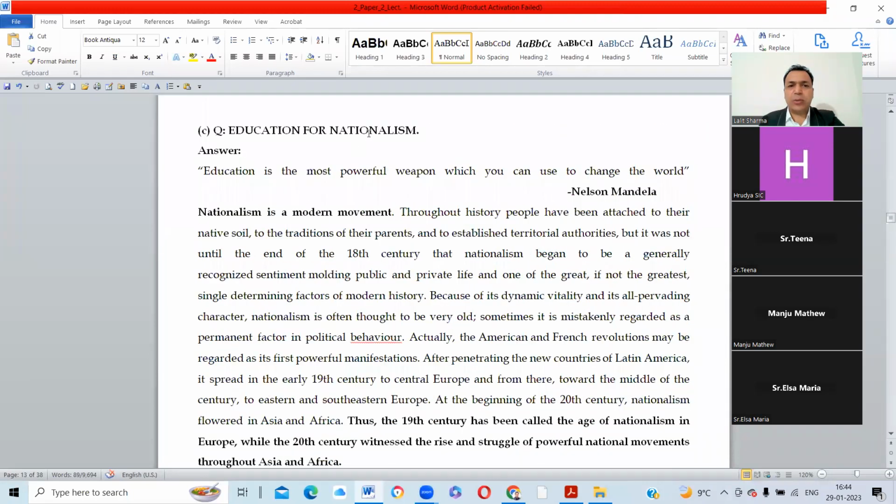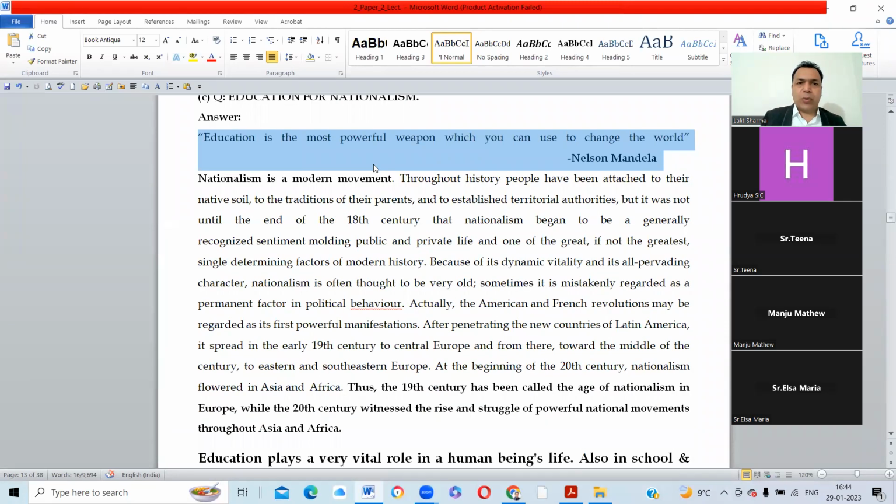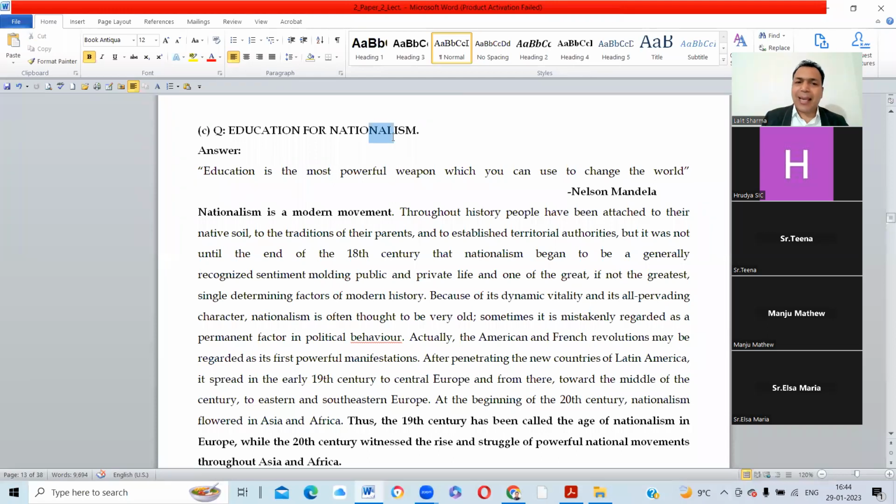The next question is education for nationalism. Nelson Mandela has said, education is the most powerful weapon which you can use to change the world. Right, guys? So nationalism is a general question. You have to talk about nationalism and why education is necessary for nationalism. Otherwise, guys, you will misinterpret the definition of nationalism.